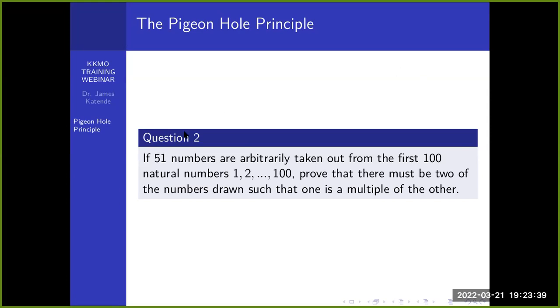So the next question says, if 51 numbers are arbitrarily taken out from the first 100 natural numbers, prove that there must be 2 of the numbers drawn such that one is a multiple of the other. So the question says, if you pick 51 numbers out of the natural numbers from 1 up to 100, if you pick exactly 51, then out of the 51, there must be two numbers drawn such that one of the numbers will be a multiple of the other.